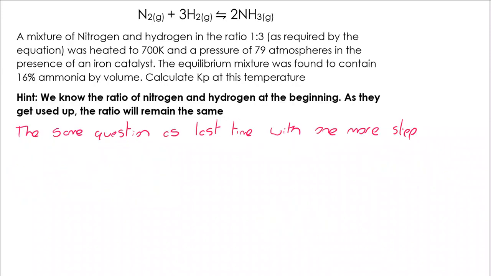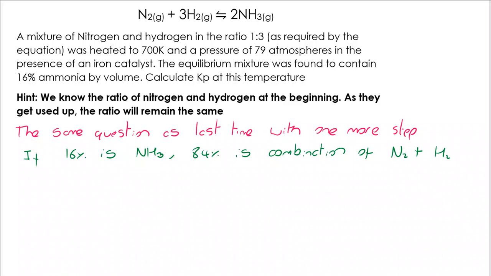Have a look at this one. So this is the same question as last time, but there is one fundamental difference. There is an extra layer of complexity that you would need to consider. We know that 16% is NH3, and therefore we know that 84% is left, and that's going to be our combination of N2 and H2.